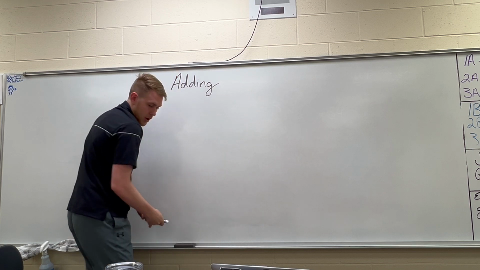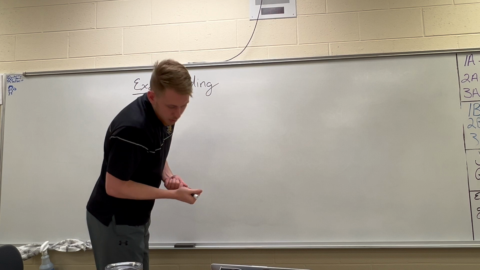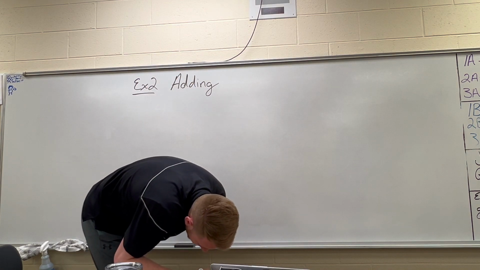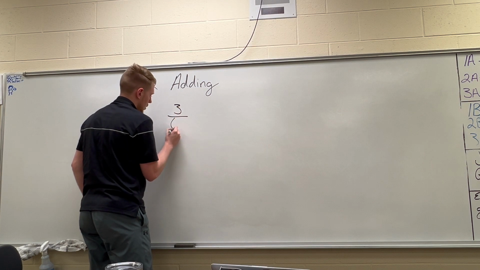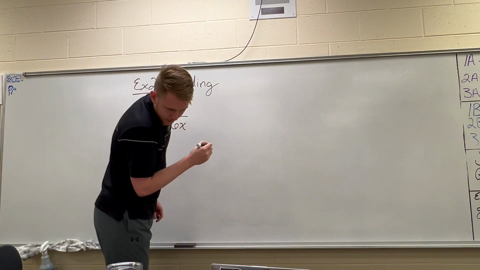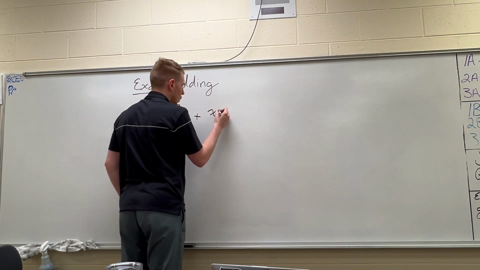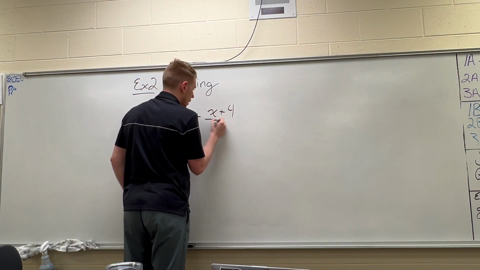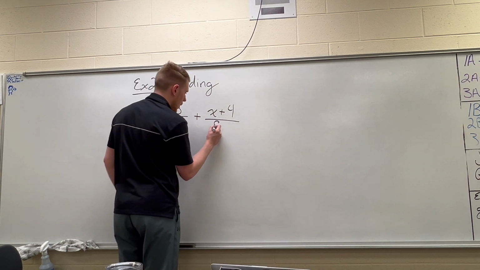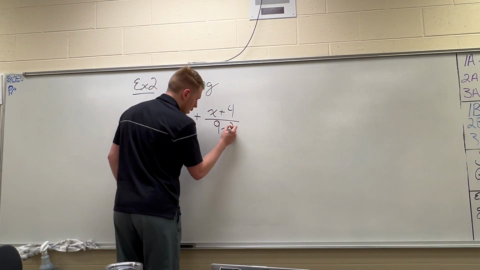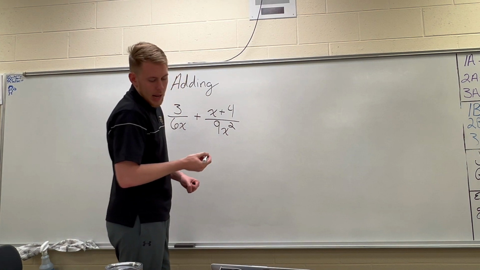All right, you have 3 over 6x plus x plus 4 over 9x squared equals, and now we're solving.